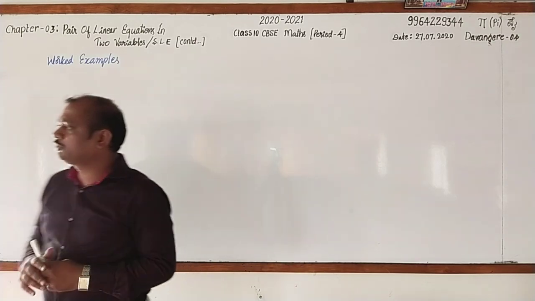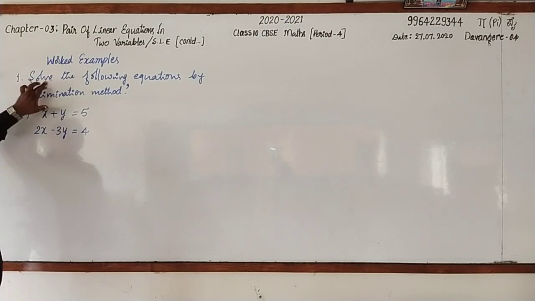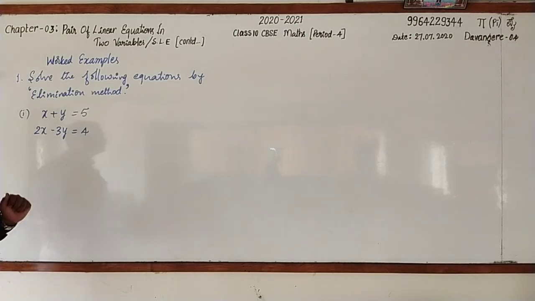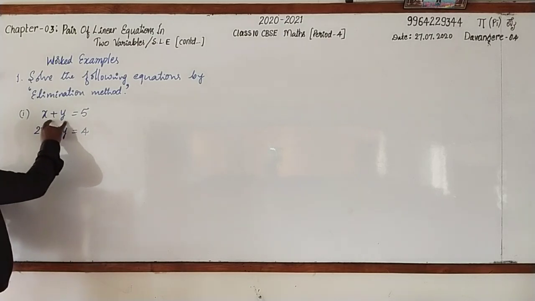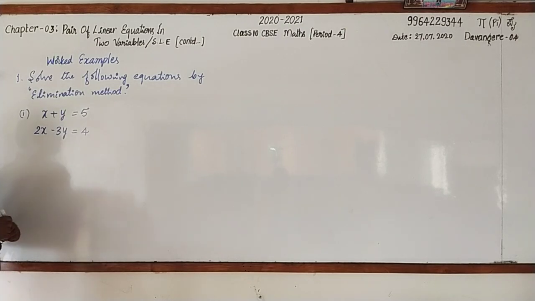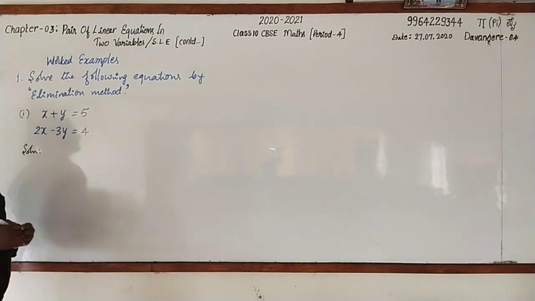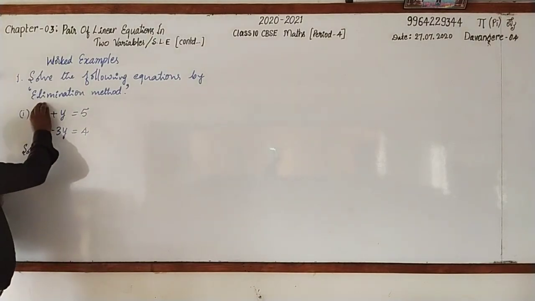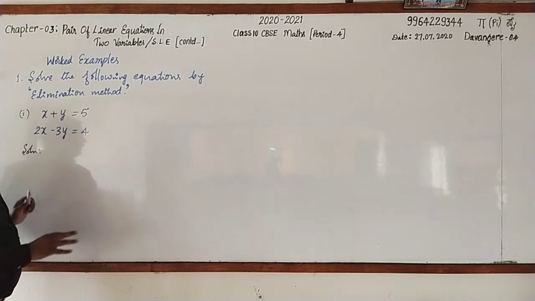Worked examples. I am going to write the first one. Observe the first question. Solve the following equations by elimination method. What is that elimination method? I will explain that. Here we have a pair of linear equations in two variables: x plus y is equal to 5 and 2x minus 3y equal to 4. How to solve this by elimination method? Elimination means removing, deleting. So if you want to find the value of x, y should be removed. To find y, x should be eliminated.